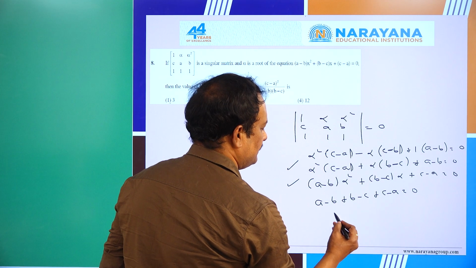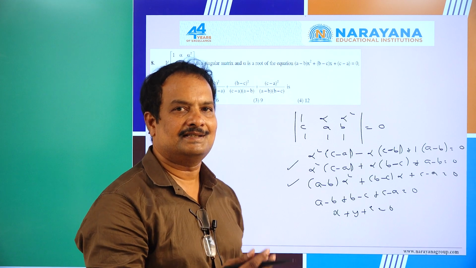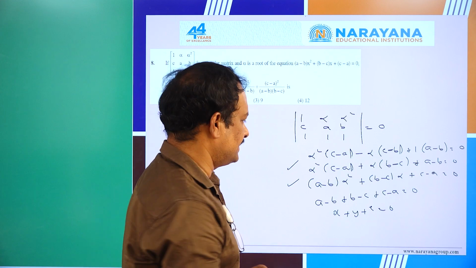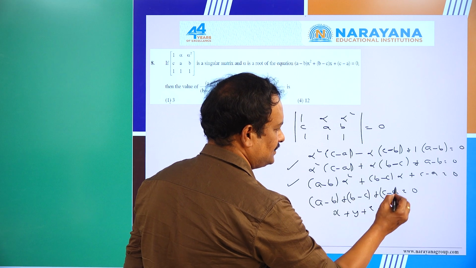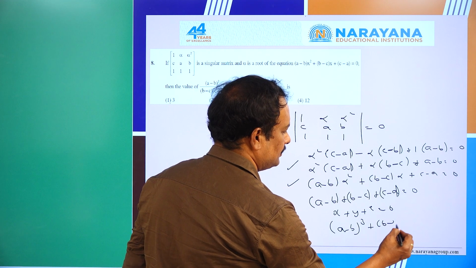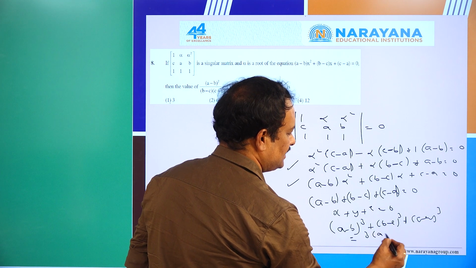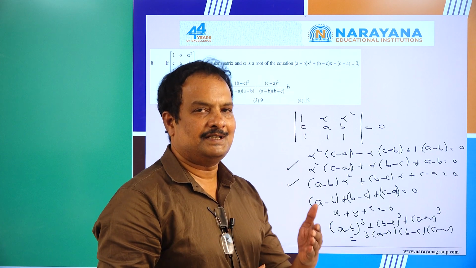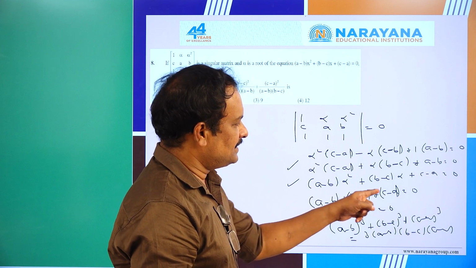Okay, you take them as some x plus y plus z, for example. Whenever x plus y plus z is 0, there is a standard formula. We know that x cube plus y cube plus z cube is equal to 3xyz. So in the same manner, a minus b plus b minus c plus c minus a is 0. If that is the case, a minus b whole cube plus b minus c whole cube plus c minus a whole cube is equal to 3 times a minus b into b minus c into c minus a. Quite obvious, because whenever a plus b plus c is 0, a cube plus b cube plus c cube equals 3abc.